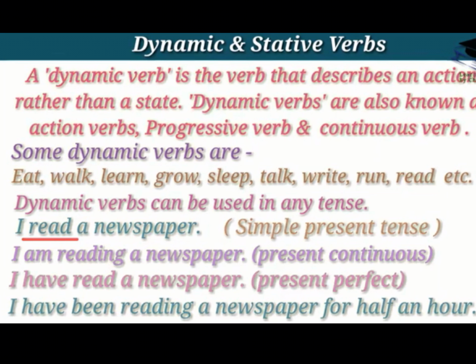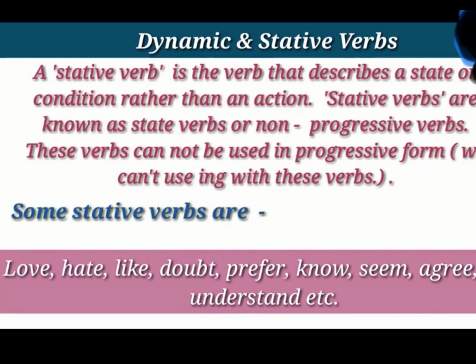So now, let's see the difference with stative verbs. What is the difference between dynamic and stative? A stative verb is a verb that describes a state or condition rather than an action. Stative verbs are known as state verbs or non-progressive verbs, which means these verbs cannot be used in the progressive form, and we can't use ing with these verbs at all. So we do not say I am loving it, I am hating it, I am liking it. That's all completely wrong. We cannot use them in the ing.